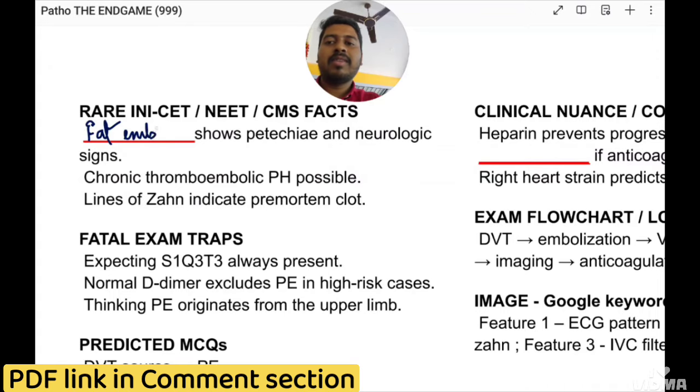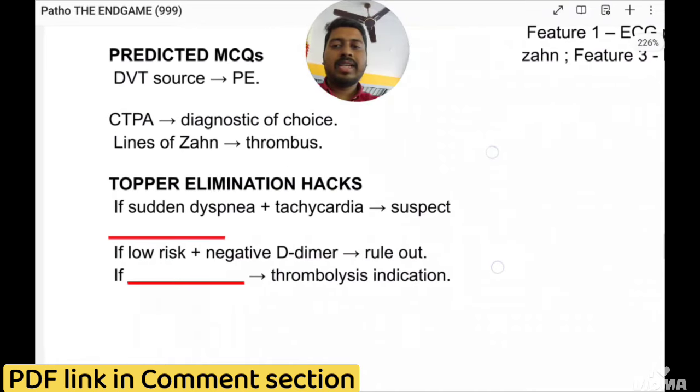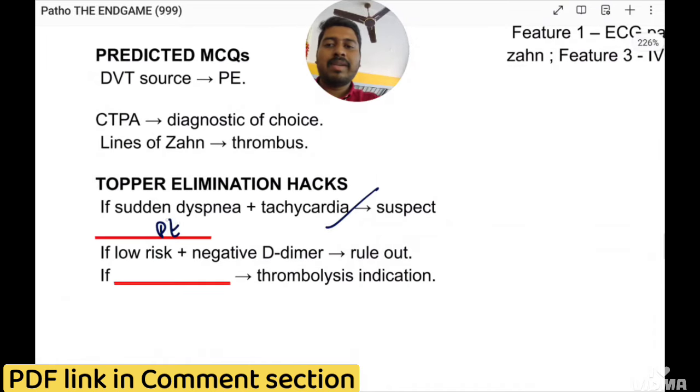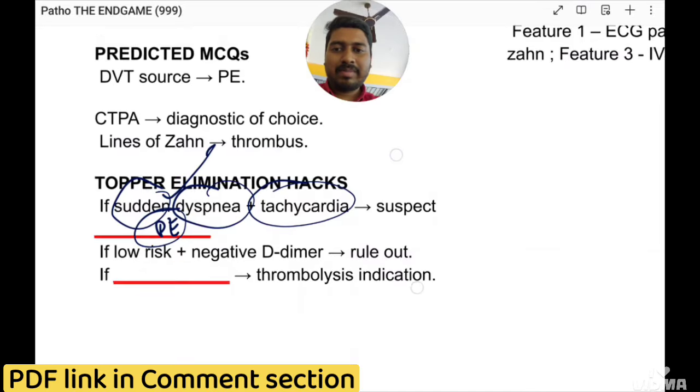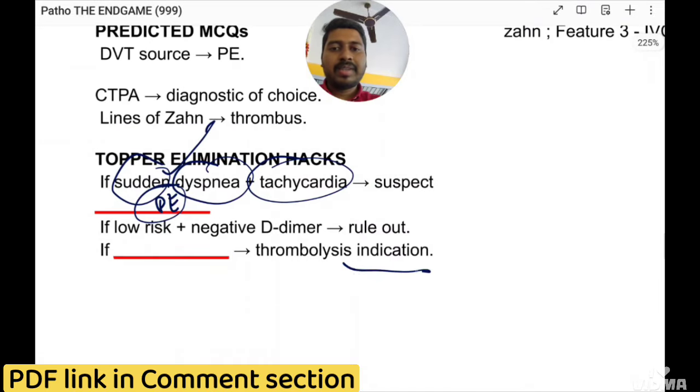Okay, fat embolism occurs in long bone, big bone fractures like femur fracture. If there is sudden dyspnea and tachycardia, suspect pulmonary embolism, because you don't get specific signs in pulmonary embolism. It is sudden onset, with dyspnea and tachycardia. If that is there in the question, then you can go ahead with pulmonary embolism. You should keep that as an option.